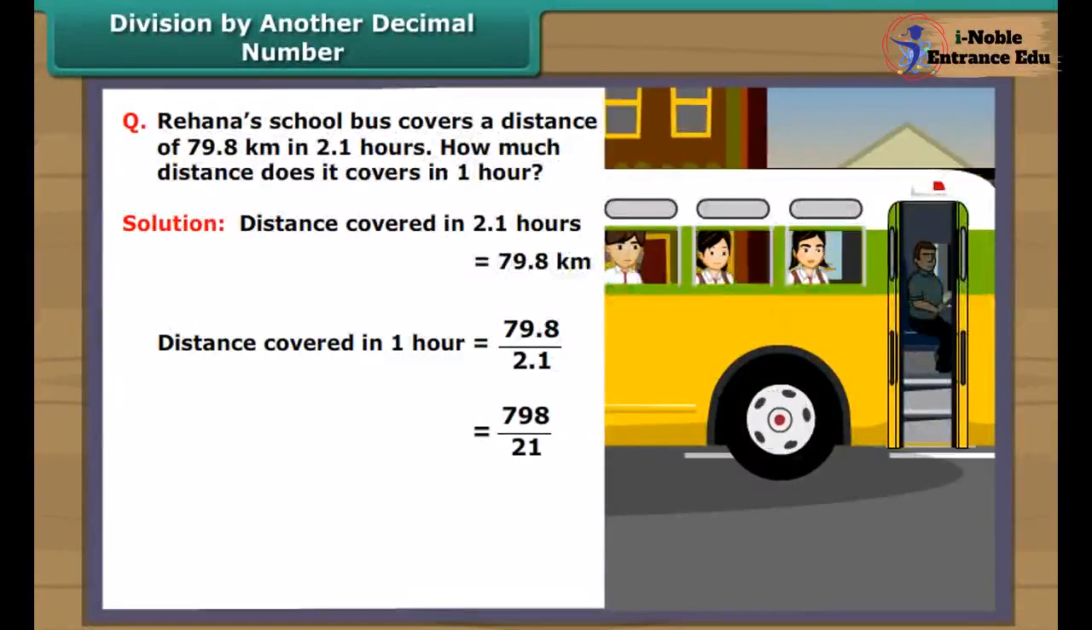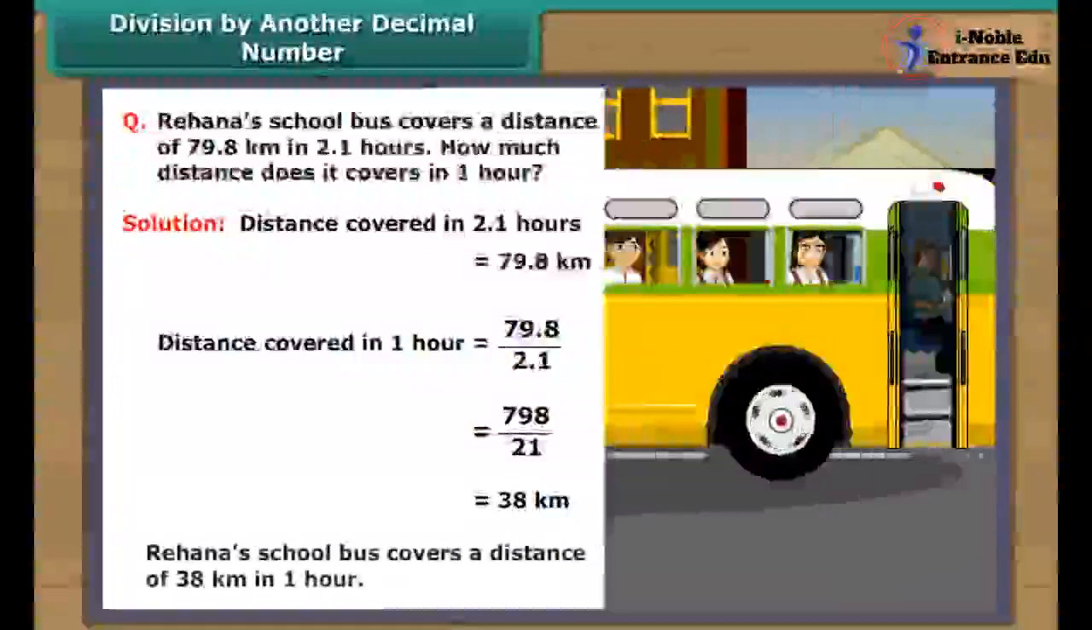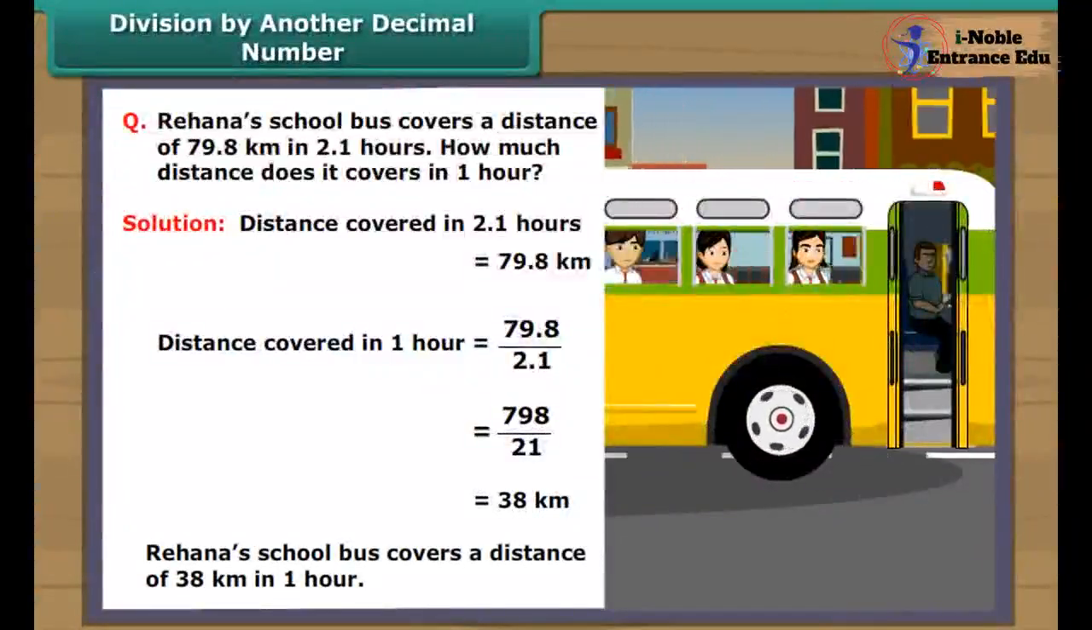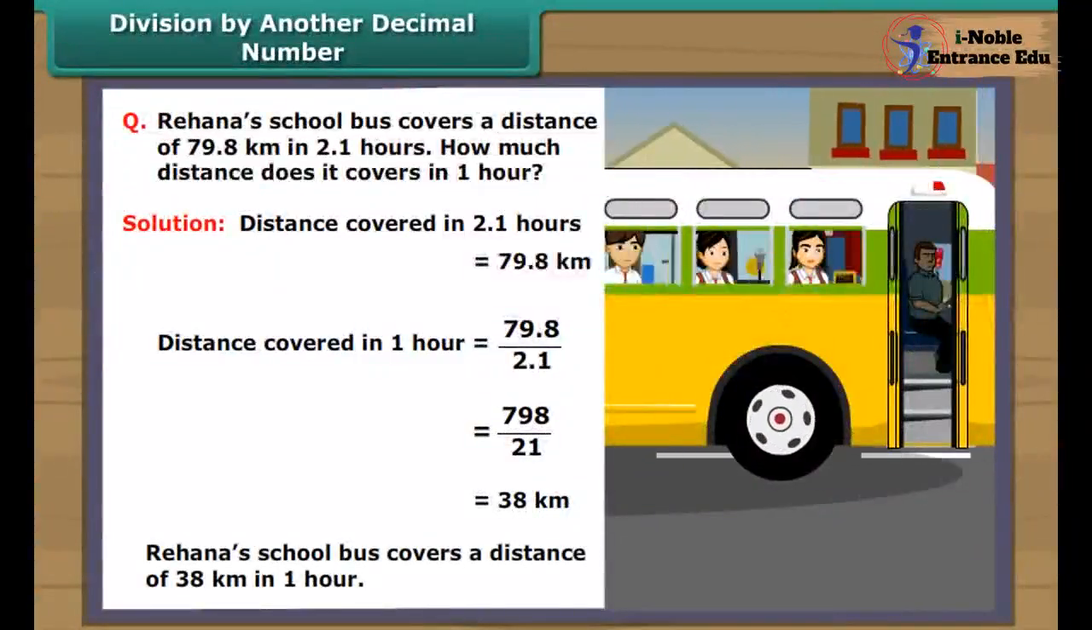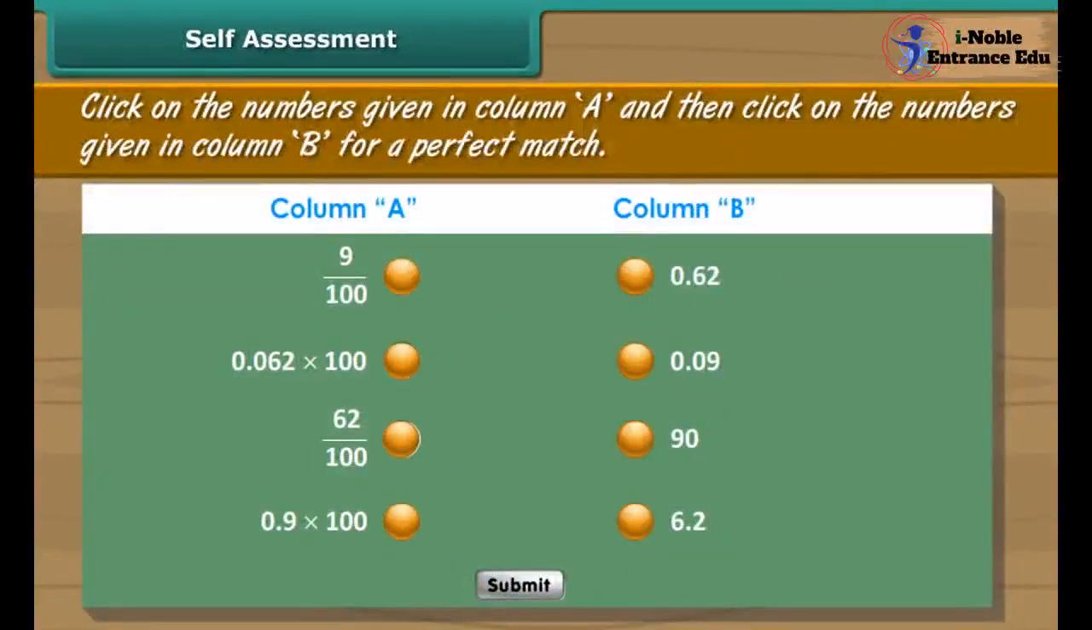Rehana's school bus covers a distance of 79.8 km in 2.1 hours. How much distance does it cover in 1 hour? We know that the distance covered by the bus in 2.1 hours is 79.8 kilometers. So, the distance covered by the bus in 1 hour will be equal to 79.8 divided by 2.1. It can be written as 798 divided by 21, which gives 38 kilometers. Hence, Rehana's school bus covers a distance of 38 kilometers in 1 hour.